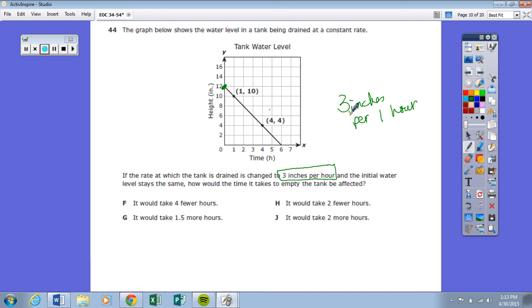We need to draw another graph that now is going down 3 inches per hour, so I need to go down, I'm going to put little halfway marks, that may help us out. I need to go down 3 units, 1, 2, 3, and then go over 1 hour. Go down 3, go over 1, go down 3, go over 1, and do this all the way to the bottom, okay? So this would be like my new line that this is trying to get me to understand. So now compare this time to this time, and it looks like it would take 2 fewer hours.